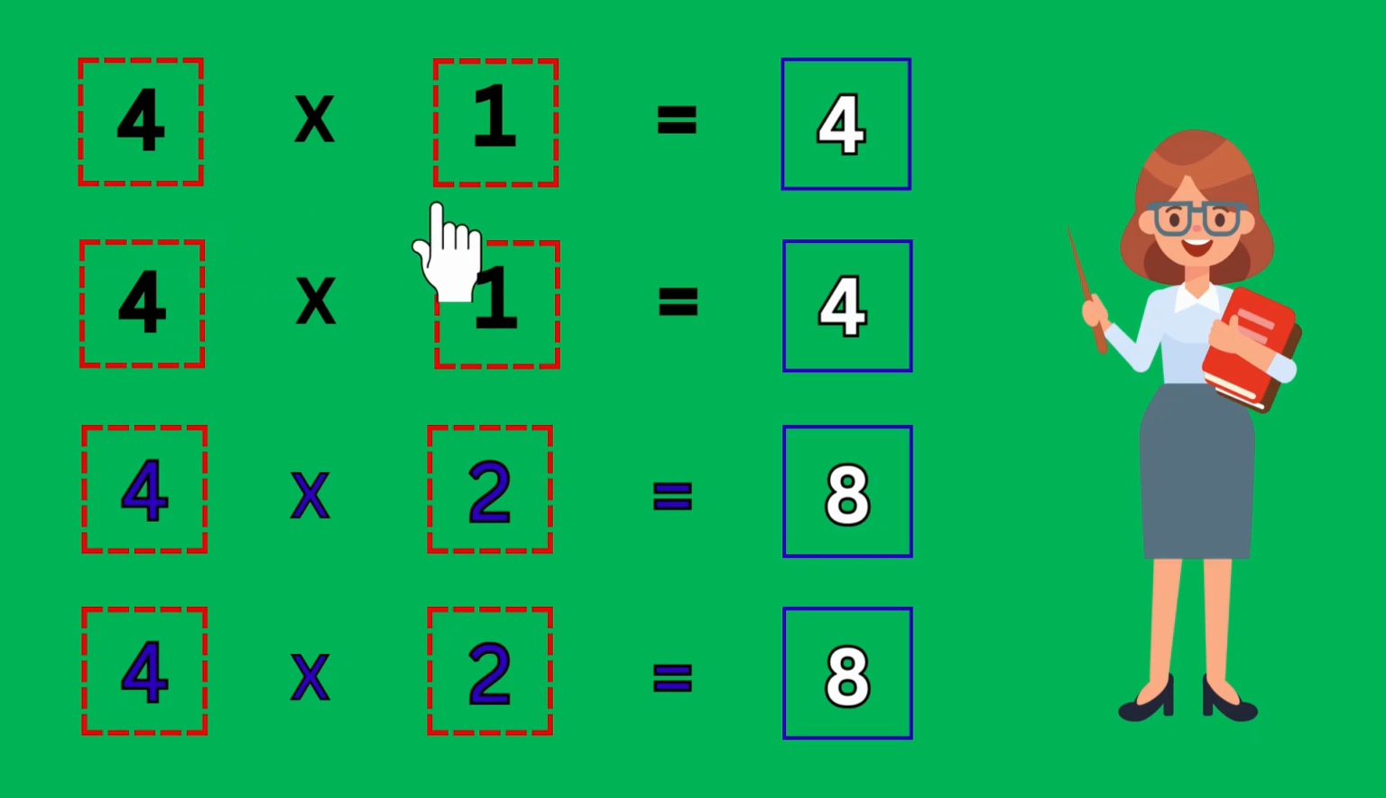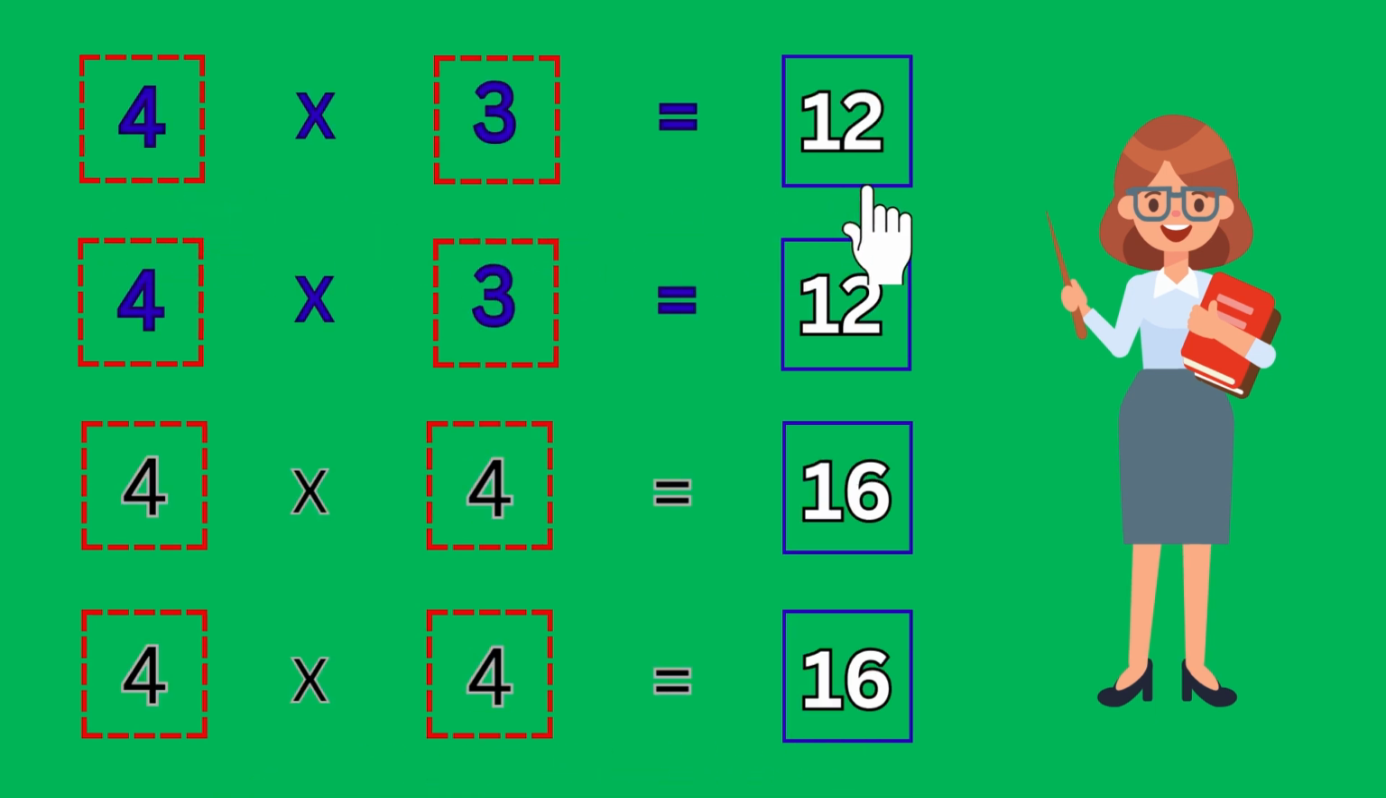Now let's begin multiplication table for 4. 4 ones are 4, 4 twos are 8, 4 threes are 12.